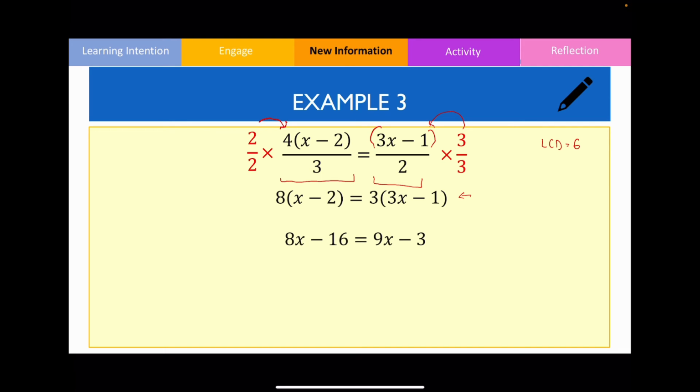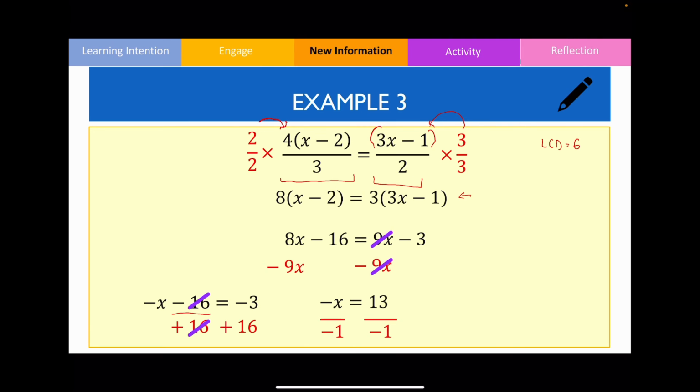Now that I've expanded successfully, I'm going to move all the x's to the left-hand side. So I'll subtract both sides by 9x to get rid of the 9x on the right-hand side. And so 8x minus 9x is going to become -x. And so it becomes negative x minus 16 is equal to negative 3. To get rid of the negative 16, we'll do the opposite. So we'll add 16 to both sides. So now it becomes negative x is equal to 13. And to get rid of the negative sign in front of x, we'll simply divide both sides by negative 1. Hence, x is going to be equal to negative 13.